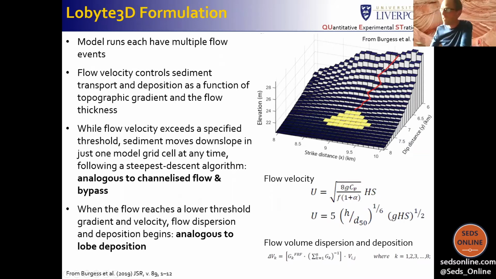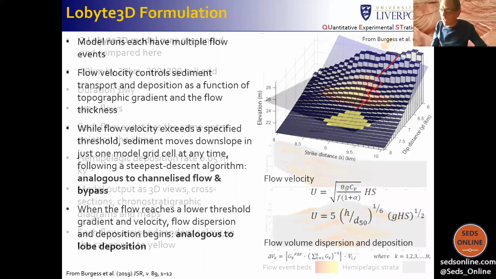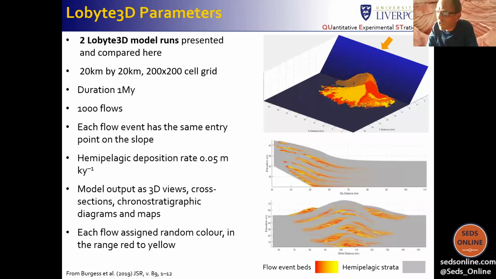If you're interested, all the details are in the paper from JSR from last year if you want to read more about it. Now, in terms of parameters, all the models that I'm going to show you today, two actually, run on a 200 by 200 cell grid. That's 20 kilometers by 20 kilometers. It's 1 million years of elapsed model time, 1,000 flows, so one flow per 1,000 years. Every flow comes in at the same point on the grid, basically where the arrow is here. And we've got hemipelagic deposition as background sedimentation, at 0.05 meters per 1,000 years.